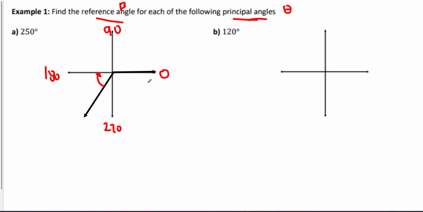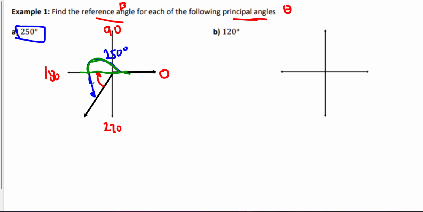Now, how do I figure out the actual value of beta? Well, I know that this is 250. How do I know this is 250? Well, they told us the principal angle is 250 degrees. I know that this green part here, from here to here, that's 180 degrees, because that's a straight line, right?